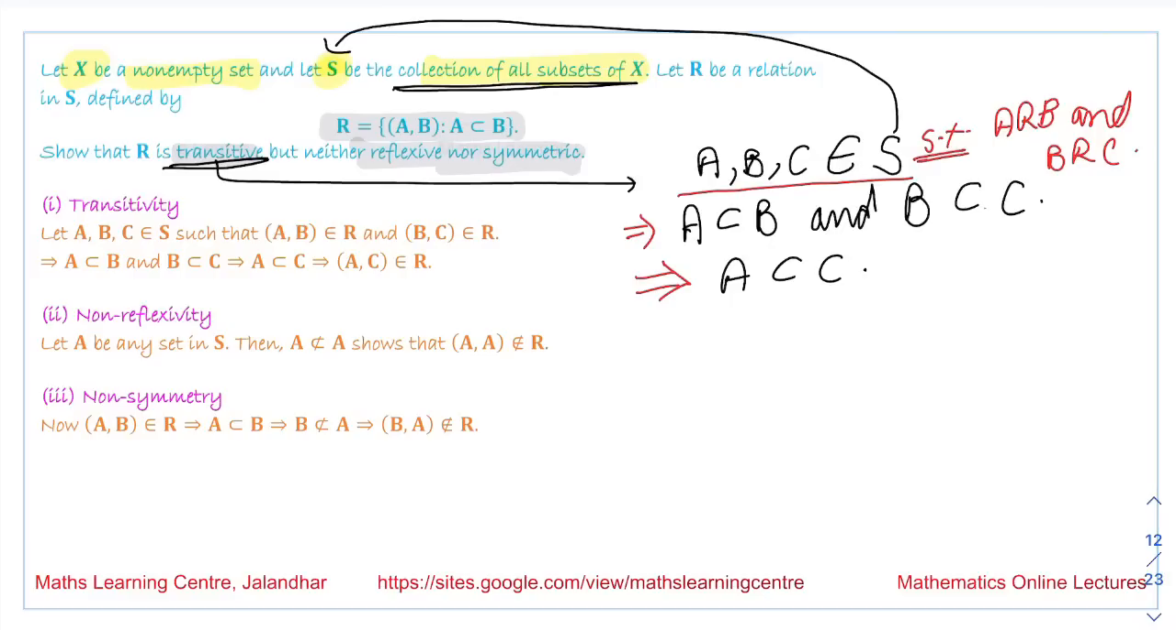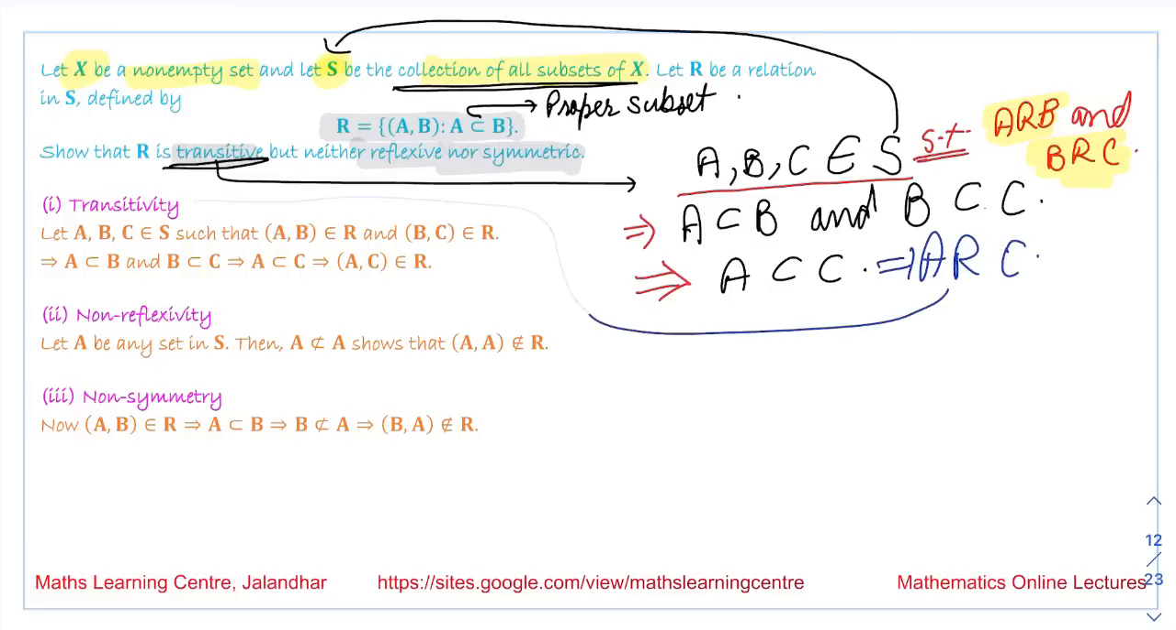It is important to note over here that we are talking about proper subset. So what we get is that for A related to B and B related to C, this implies that A is related to C. So this relation is a transitive relation. Next, we have to prove that this is non-reflexive.